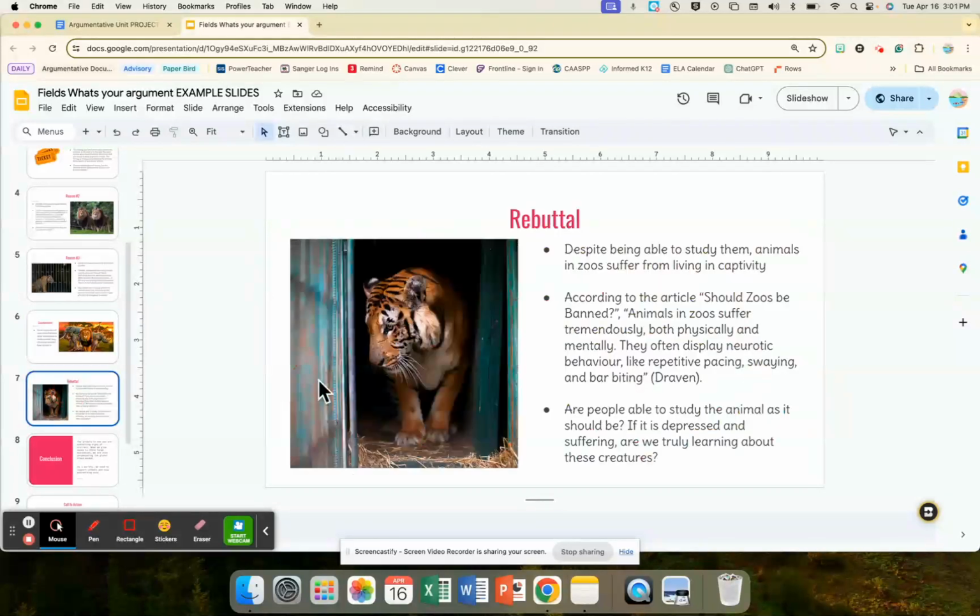So here's the rebuttal. Despite being able to study them, animals in zoos suffer from living in captivity. And then you have your evidence, right? Then down here it says, are people able to study the animal as it should be? If it's depressed and suffering, are we truly learning about these creatures? So this is a rebuttal saying, hey, I hear you. You think that people go to zoos to study animals. And I'm saying, hey, if zoos are depressed and acting abnormally, how are we truly studying the animals? How is that beneficial? So that's the rebuttal. And as you can see, it is well supported.